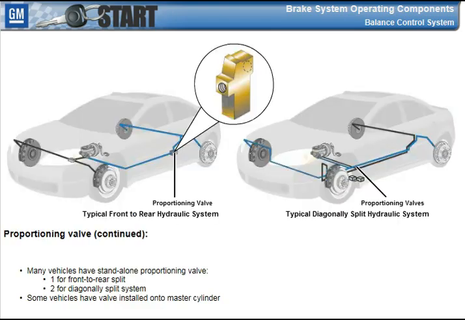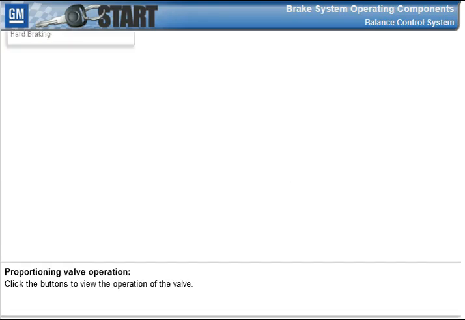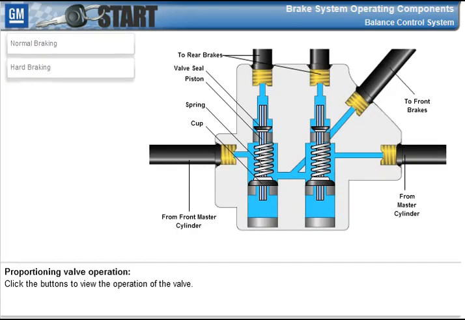Many vehicles have a standalone proportioning valve. With front-to-rear hydraulic split systems, one valve is used. Two valves are required for diagonally split systems. On some vehicles, the proportioning valve is installed onto the master cylinder. Click the buttons to view the operation of the valve.